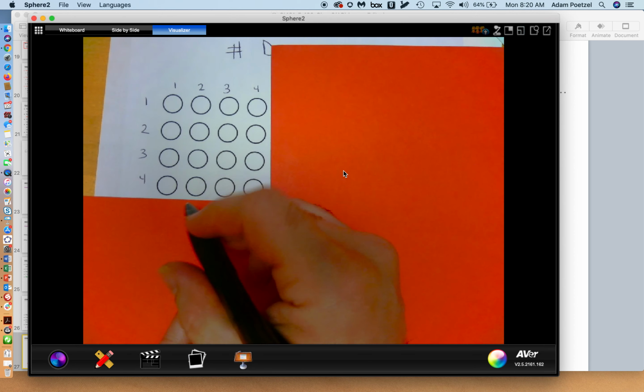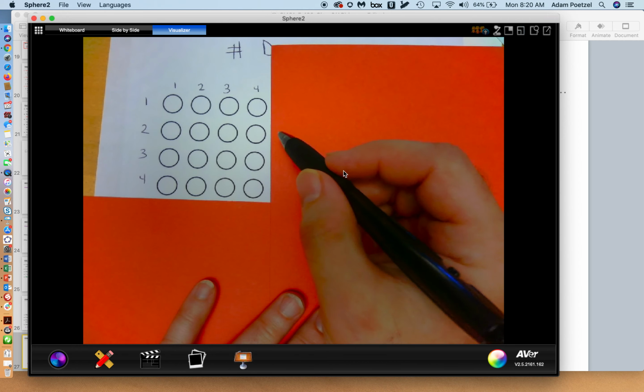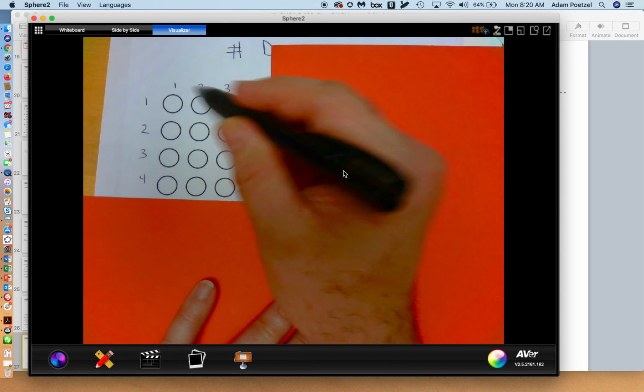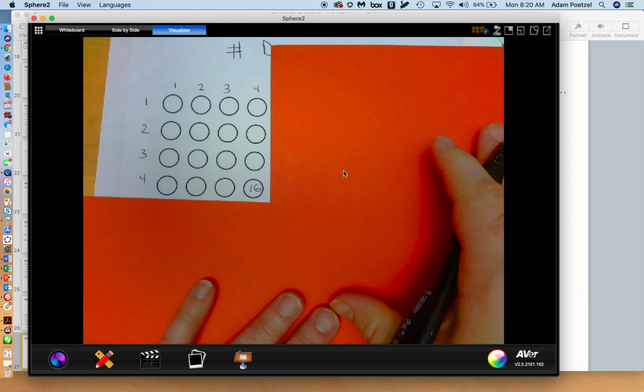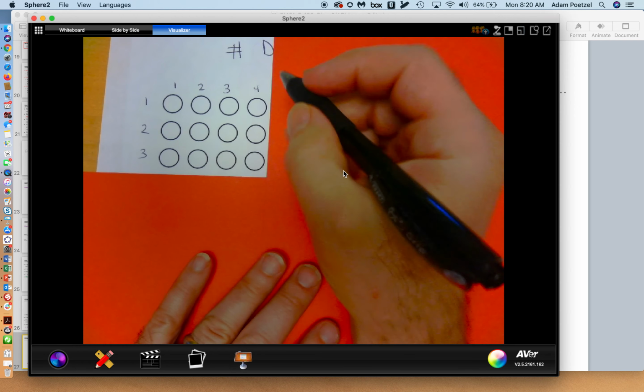This parade would be 4 rows of 4 drummers. So how can we figure it out? Well, you could count it. We could also do 4, 8, 12, 16. I could put that here. And we could go on and make lots of different types of parades.